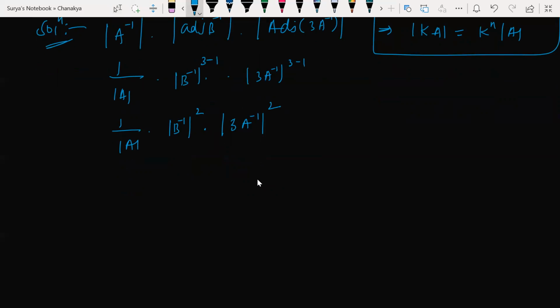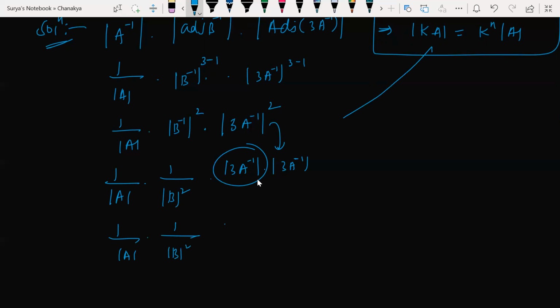Okay, yes. Now look at this here. Now beta, 1 by determinant of A, let me write as it is. This can be written as 1 by determinant of B, whole square, into this can be split as determinant of 3A whole inverse into determinant of 3A whole inverse, since I have a square. 100% I can write like that. Sir, why are you writing like that? I'll tell you why. Boys and girls, I'm writing everything in a detailed way. Look at this. Now here, as per the formula, what formula do I have? As per this formula, how can I split that?